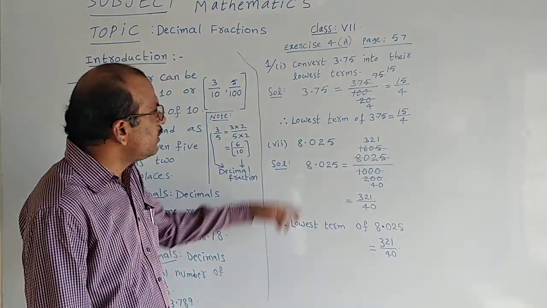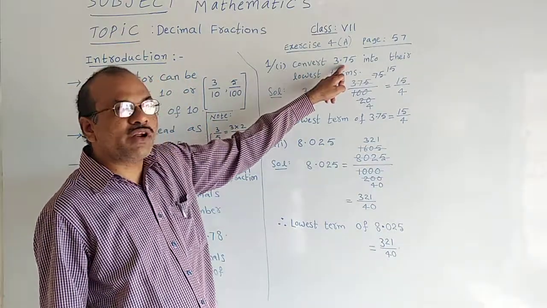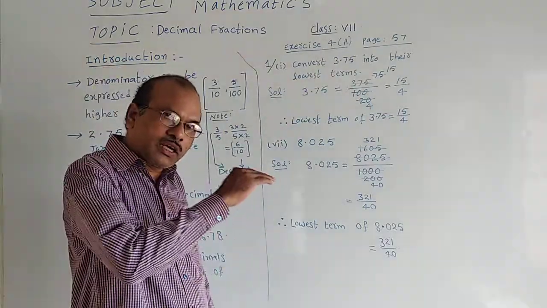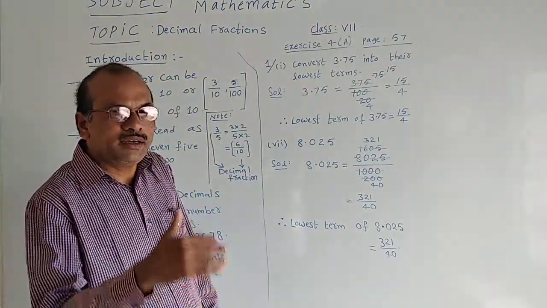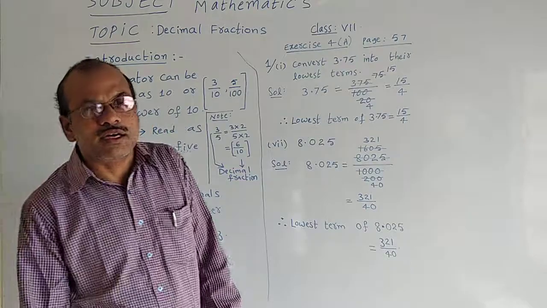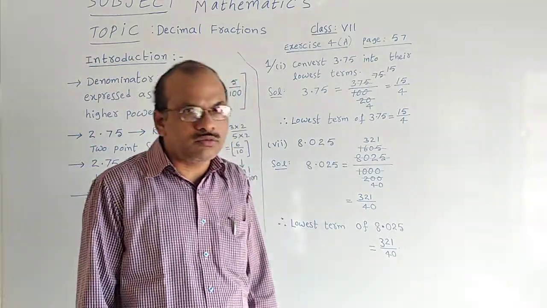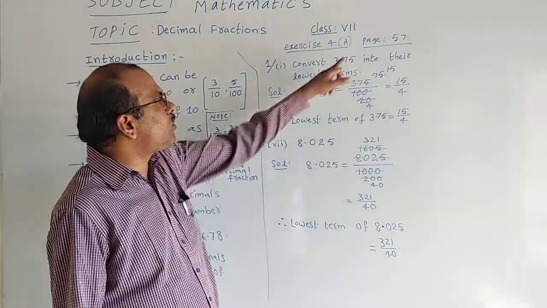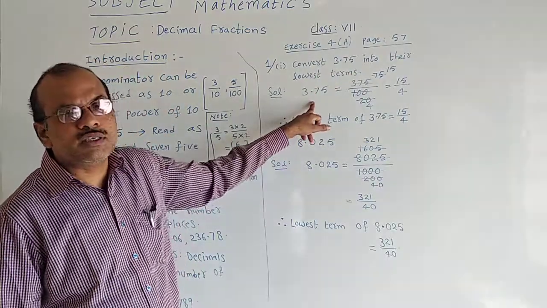Just see once. Convert the given decimal fraction into their lowest terms. First we should convert into a fraction, then we will convert them into the lowest terms or the lowest form, that is with cancellation. Now the question given is 3.75.